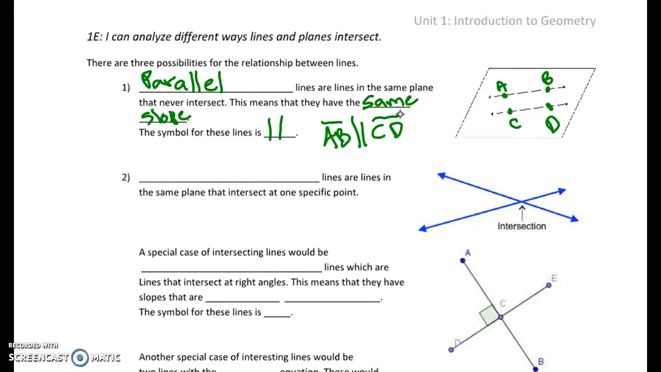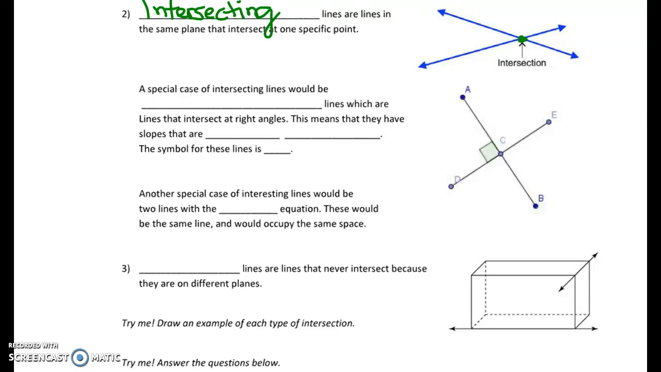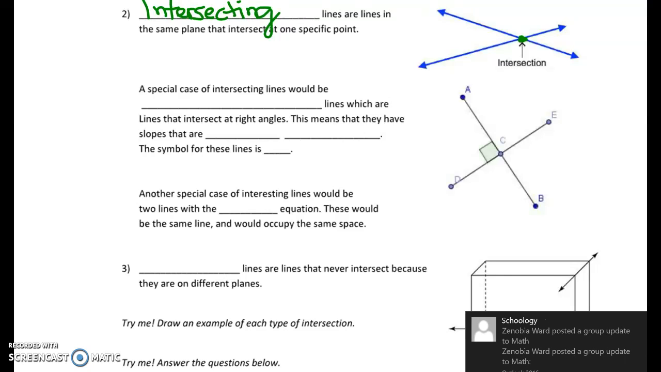Our second instance is that lines can intersect at a single point. So, intersecting lines are lines in the same plane that intersect at one specific point. So, right there. They will, of course, have different slopes. We have two instances of intersecting lines that are special. The first case is, of course, perpendicular lines.